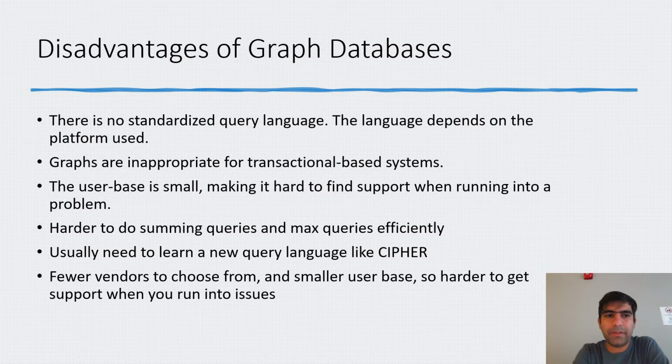Disadvantages of graph databases. The first one is that there is no standardized query language. The language depends on the platform used. Second, graphs are inappropriate for transactional-based systems. Third, the user base is small, making it hard to find support when running into a problem. It is harder to do summing queries and max queries efficiently. You usually need to learn a new query language like Cypher. There are fewer vendors to choose from and a smaller user base, so it is harder to get support when you run into issues.